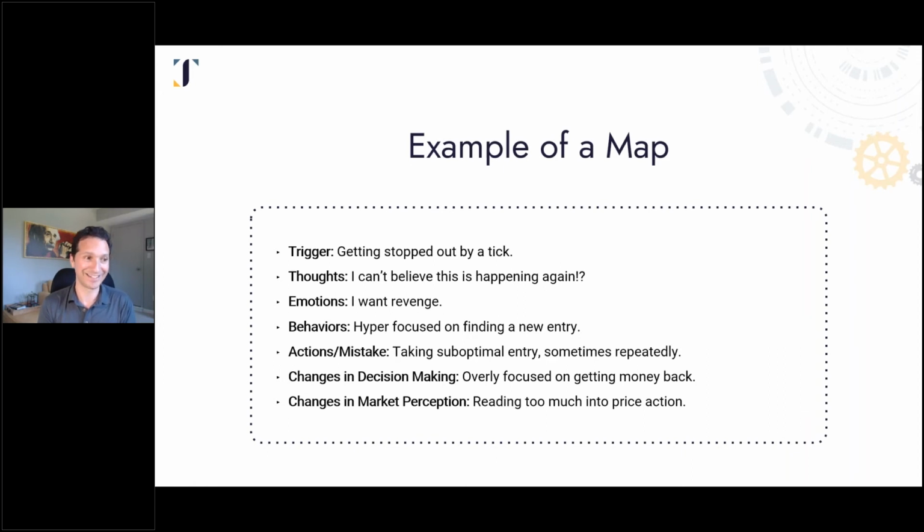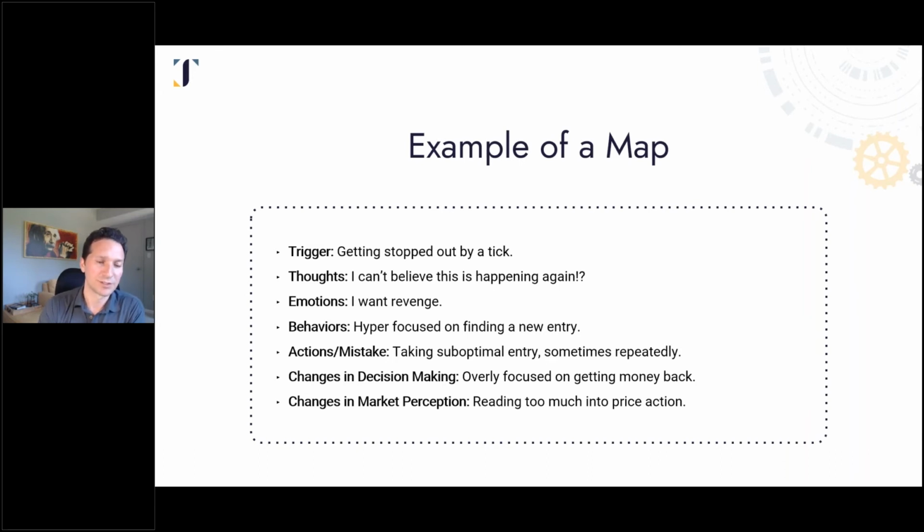Now you're going to hyper focus on finding a new entry, and you're going to take a suboptimal entry, and maybe even several times as you continually get stopped back out, because you just keep forcing that trade, trying to make money to make up for some losses, feeling like you're justified because your thesis was right and you have to be right. That's another underlying flaw, the feeling like you have to be right, or that you've got to prove that you're right. Changes in decision making: overly focused on getting your money back or reading too much into price action.